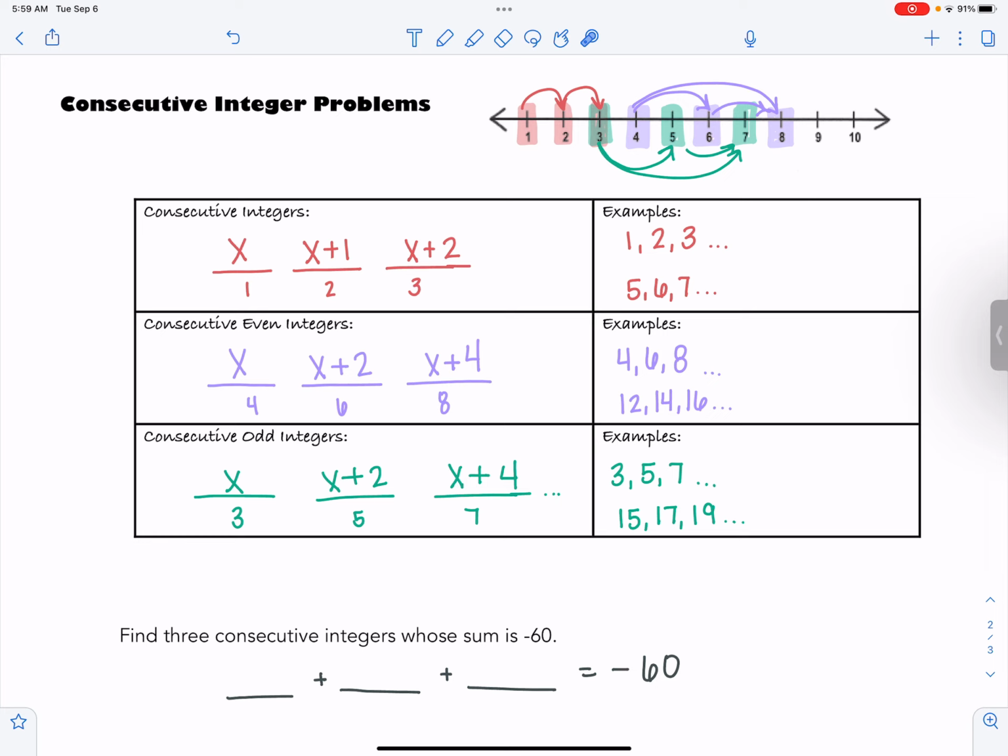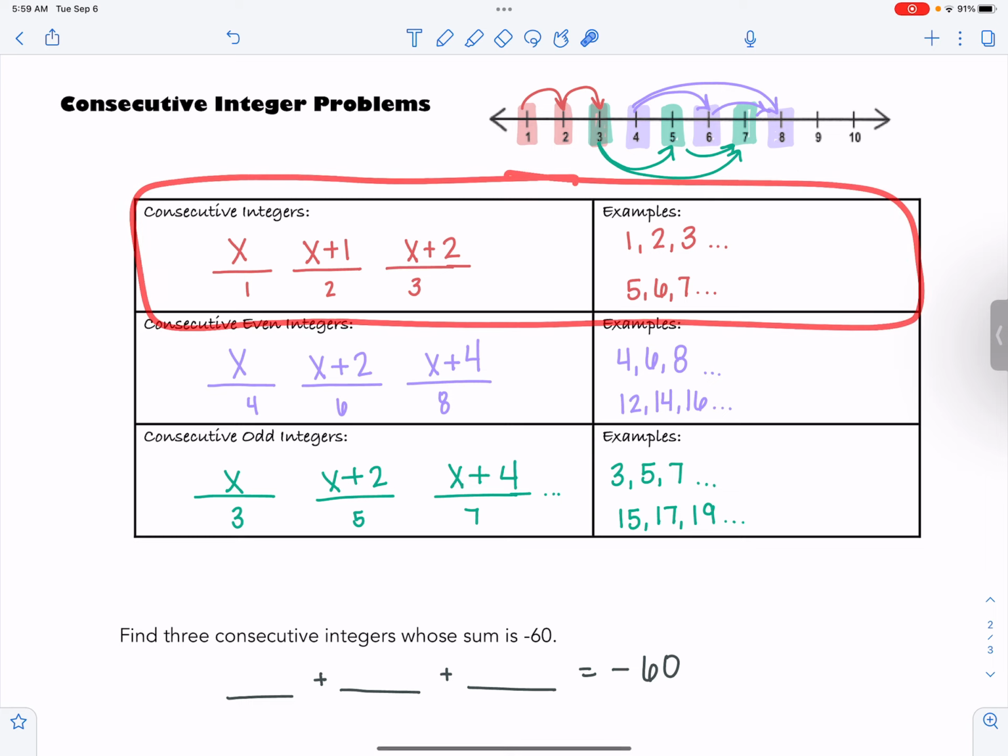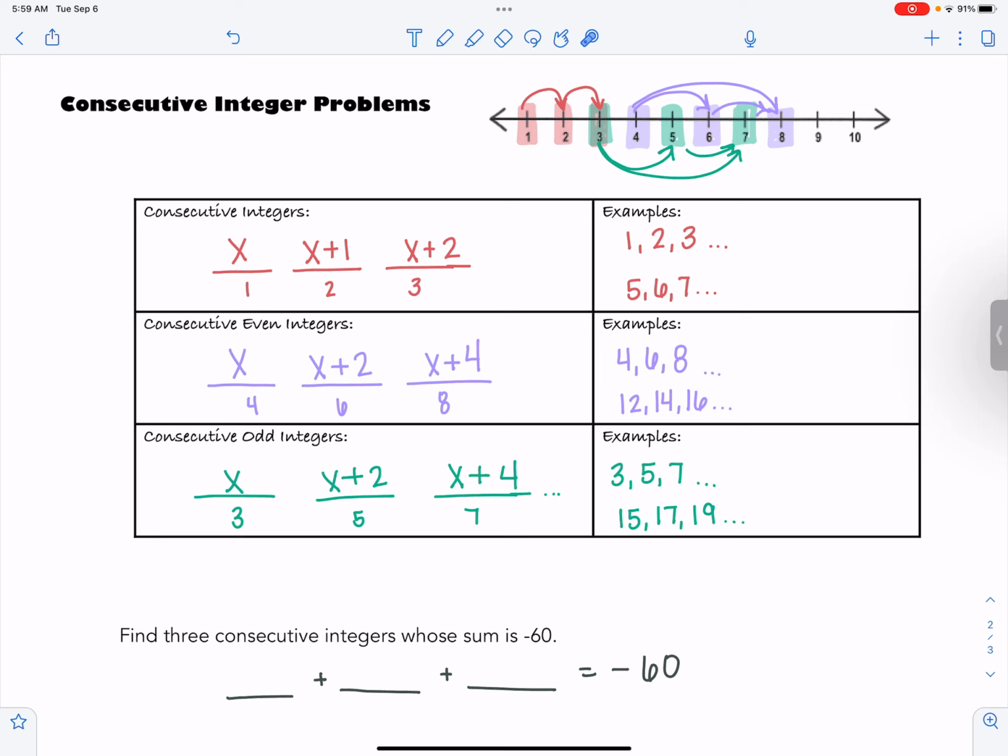The first type of problem is just going to be normal consecutive integers, and those I've all done in this reddish, pinkish color. Consecutive integers would be the numbers 1, 2, 3, because they are back-to-back on the number line. If I have the examples, 1, 2, and 3 are all right next to each other on the number line. So those are consecutive integers.